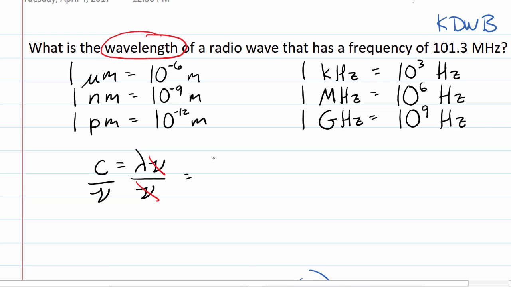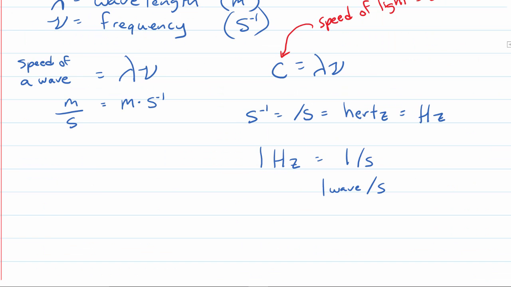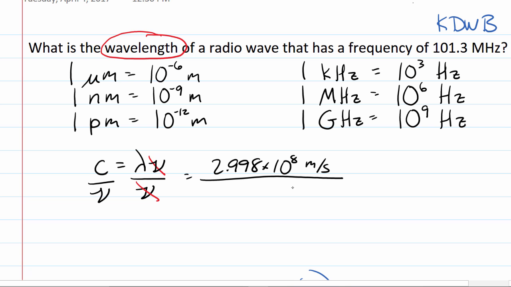Well, c will never change unless we're not in a vacuum. c is going to be equal to 2.998 times 10 to the 8th. Which page do I have it on? Here we go. 2.998 times 10 to the 8th. This is meters per second. Then we want to divide this by nu, which is 101.3 megahertz.